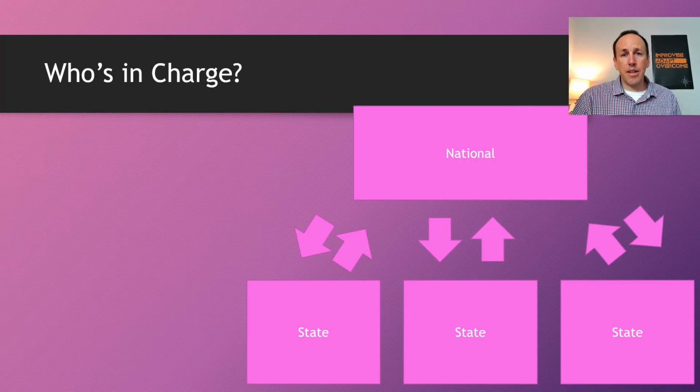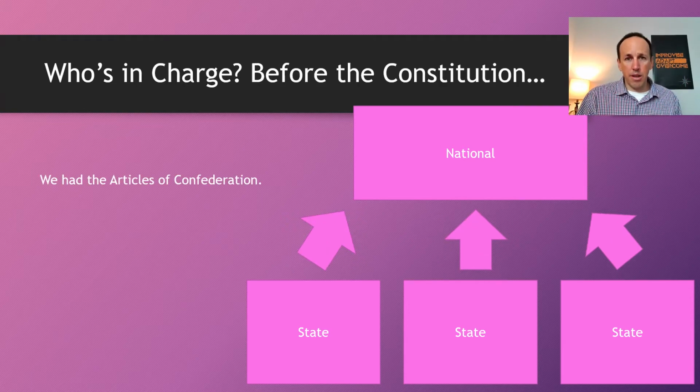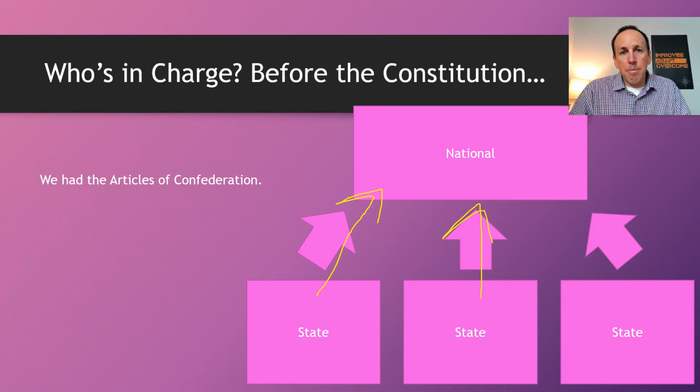Okay, so let's talk about what the Civil War is about. Yes, it's about slavery, but there's a little bit more to the story. Before the Constitution, we had the Articles of Confederation. A Confederate government, basically by definition, the states have all the power. I have these arrows here signifying that the state tells the national government what to do. The states had the power in the Articles of Confederation. That's part of the reason that the government collapsed. The national government didn't have enough power to survive.